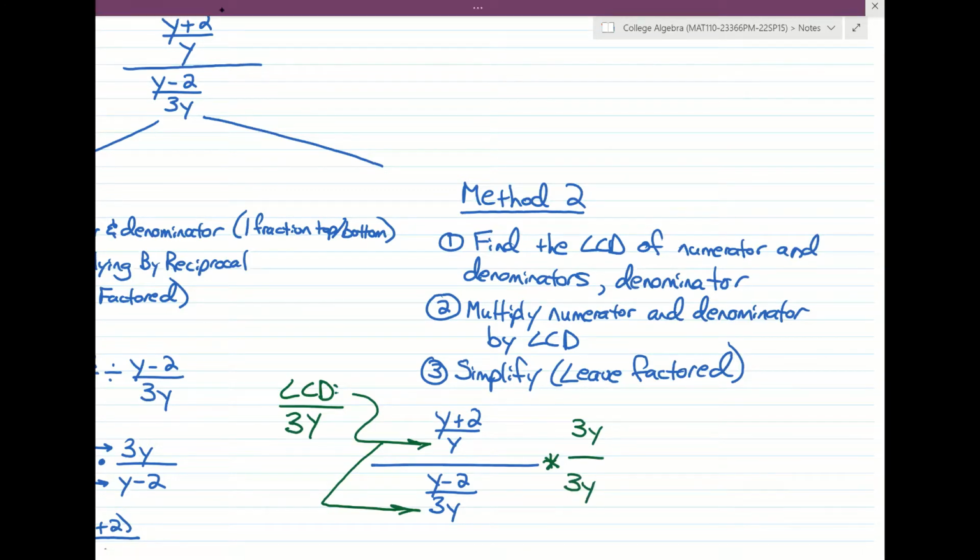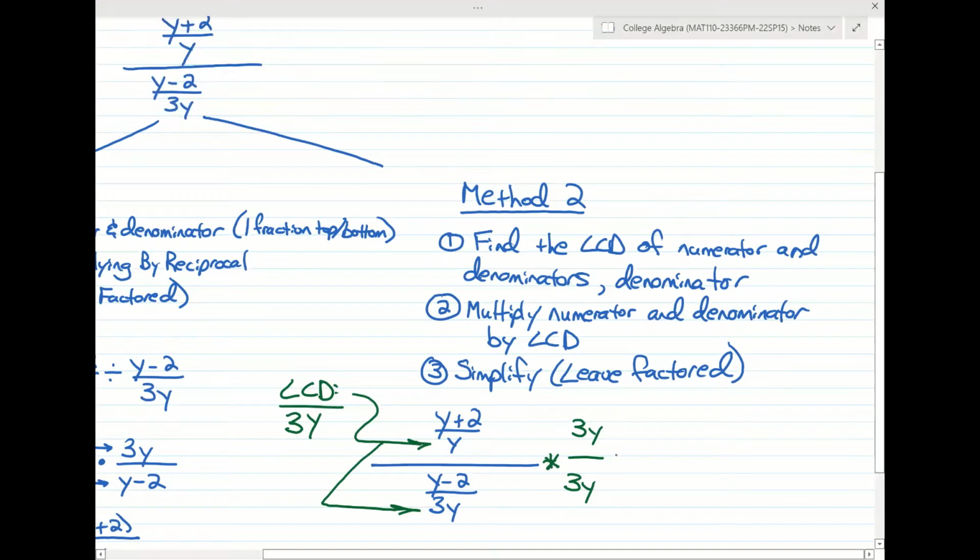Let me show you what that does. You wind up with 3y times y plus 2 divided by y. That's the top. And on the bottom, you wind up with 3y times y minus 2, all divided by 3y.